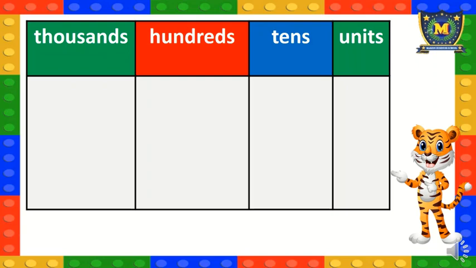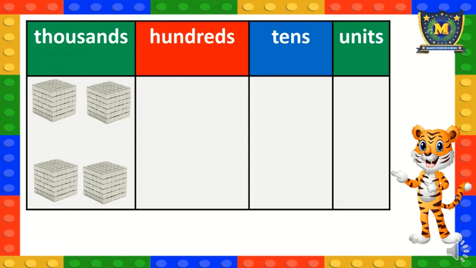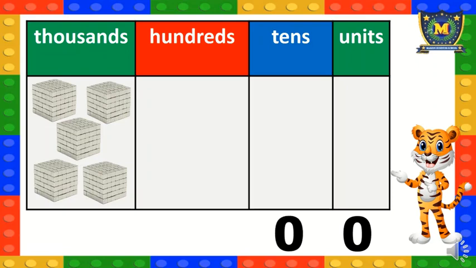Another example, I set up. Now, let's start with units. Since there are no units on the units place, simply put 0. For the tens place, since there are no rods, just put 0. For hundreds, since there are no flats, again 0. And on the thousands place, there are 5 cubes, so simply put 5 below its place.